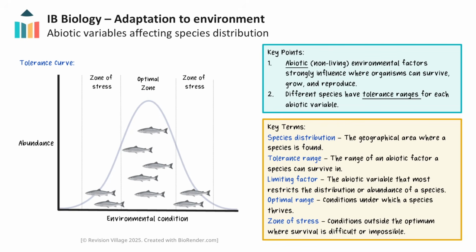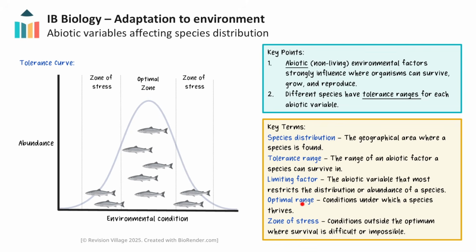Here, we'll look at how non-living factors, such as temperature, light, and salinity, determine where species can live and how abundant they are. Let's define some important terms used in ecology. Species distribution refers to the geographical area where a species is found. The tolerance range is the range of an abiotic factor a species can survive in. The limiting factor is the abiotic condition that most restricts the distribution or abundance of a species. For example, temperature for coral reefs, or salinity for freshwater fish.